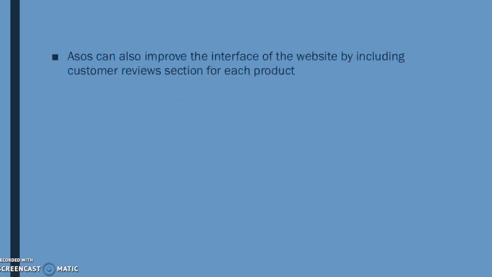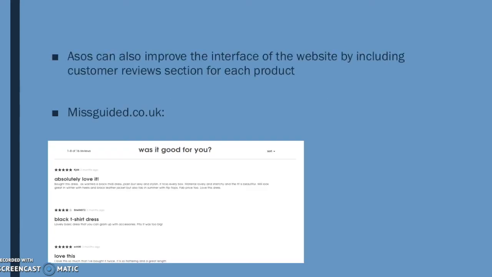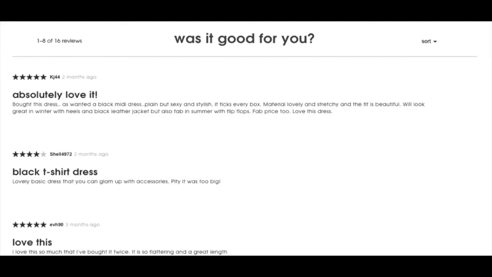ASOS can also improve the interface of the website by including a customer reviews section for each product. This would allow previous customers to leave reviews and influence new customers' decision by assisting them in their online shopping. In this screenshot from the Misguided Clothing website, we can see a section specifically designated for customer reviews. ASOS should include this because customers will be able to read through previous reviews and positive or negative experiences. This gives the customer the opportunity to make the appropriate changes to their order and avoid the repetition of previously made mistakes.